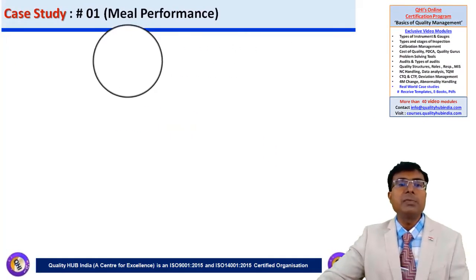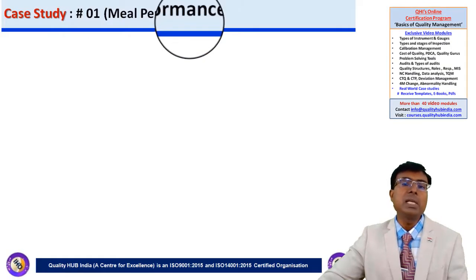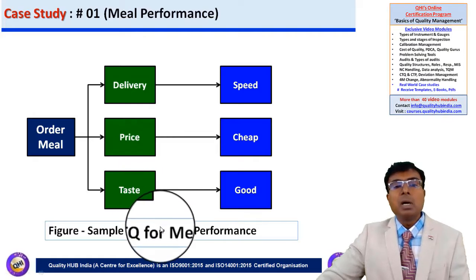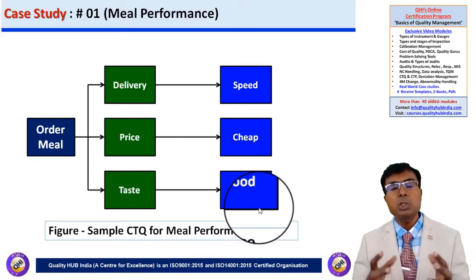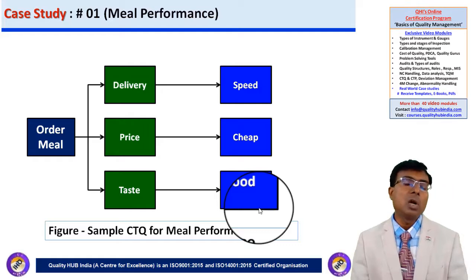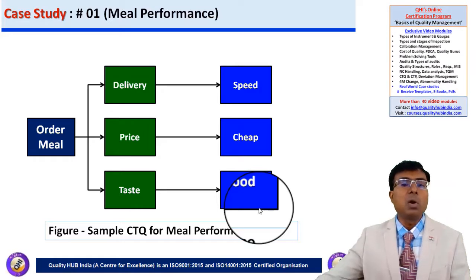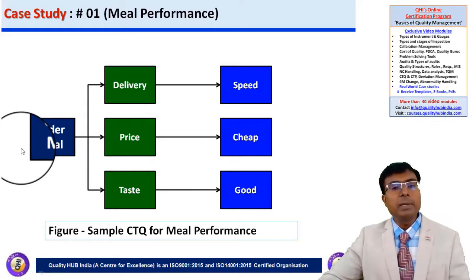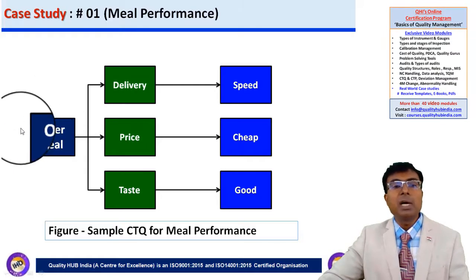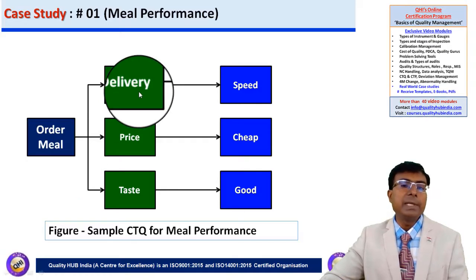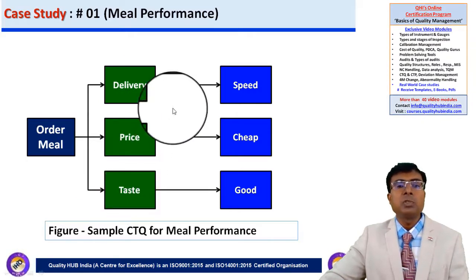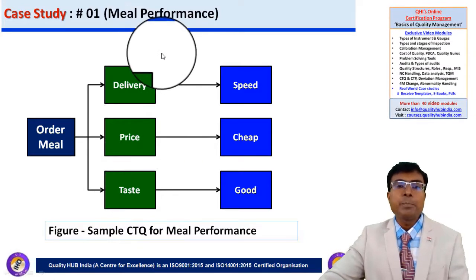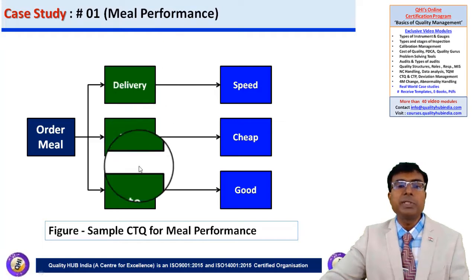So the first case study we are taking is for meal performance, which is a very simple requirement. So my requirement is meal performance. I'm operating a restaurant. In my restaurant, there are many customers and the customers order meals. So what are their critical requirements? I have made a survey and I've come to know the critical requirements for the customer are delivery, price and taste. These are the outcome of focus groups, or this could be the outcome of surveys. So from the surveys I came across these 3 elements.